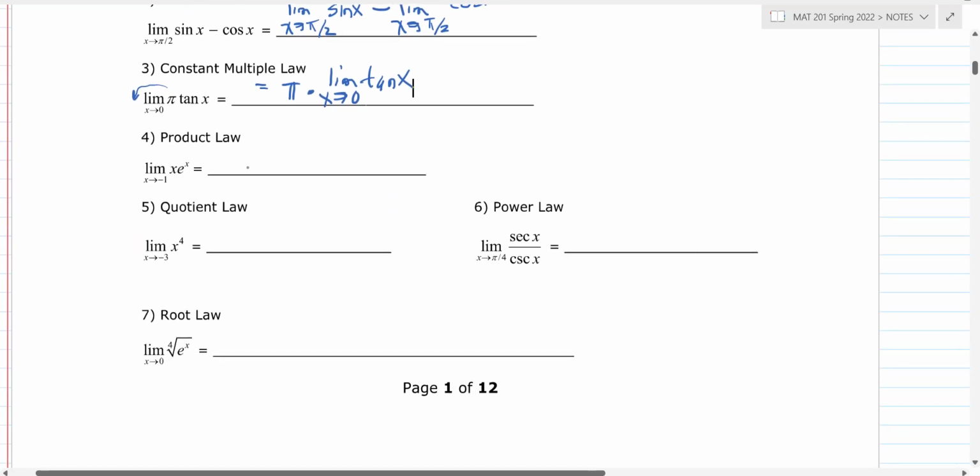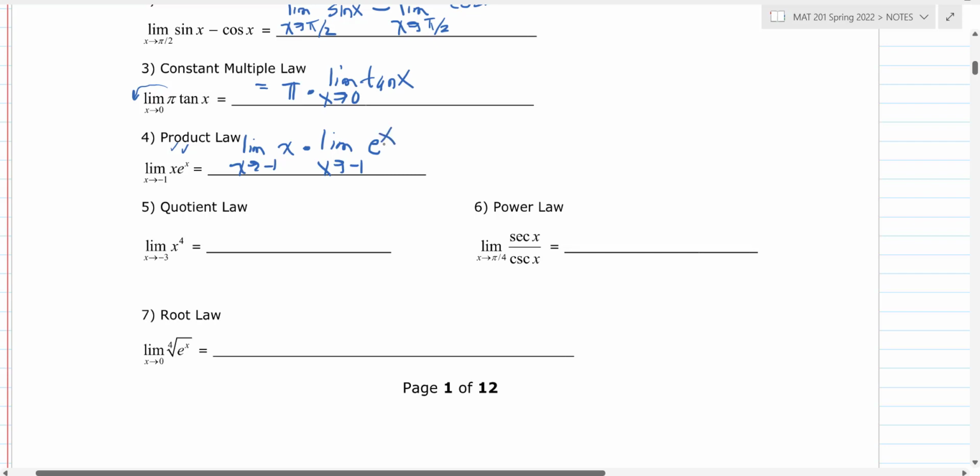Okay, let's see. The product law works like this. We have two functions multiplied. x is the first function, e to the x is the second function. So we just write that as the limit as x goes to -1 of the first function, x, and then multiply by the limit of the second function, e to the x, like that.